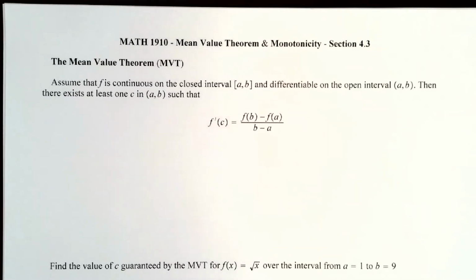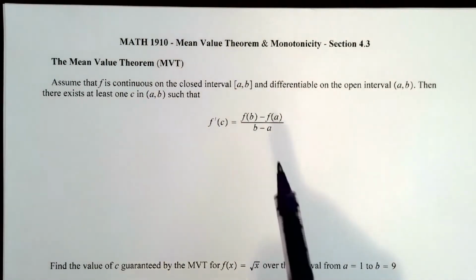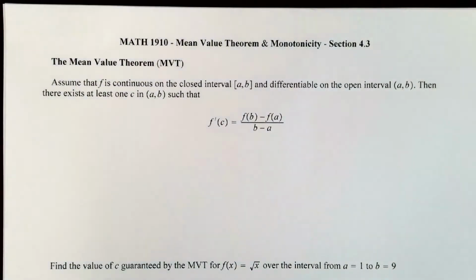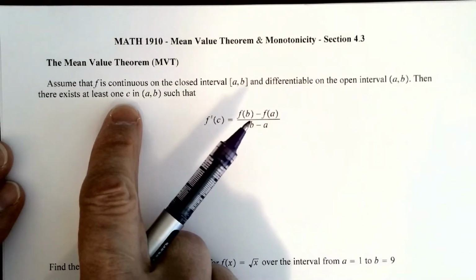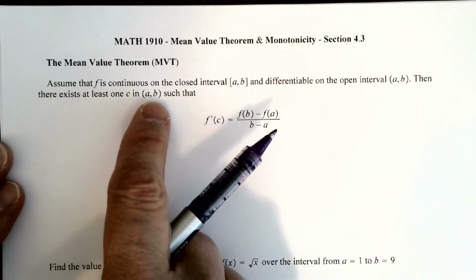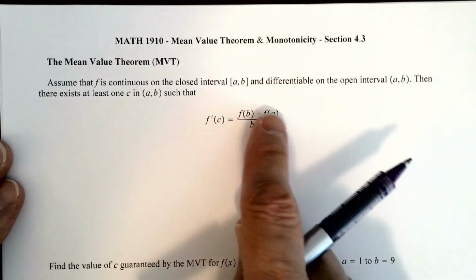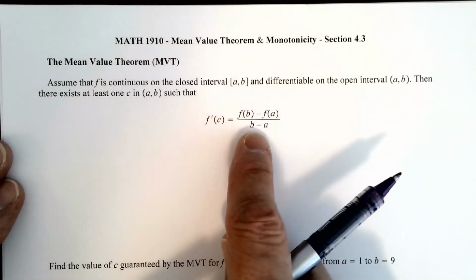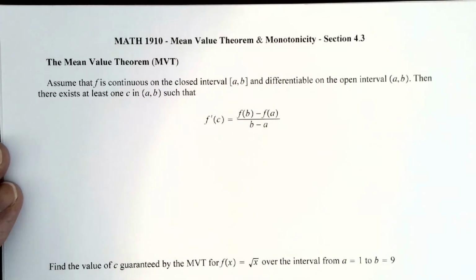So if that's the case, then we know there exists at least one value c in the interval a to b such that f prime of c is equal to f of b minus f of a over b minus a. The mean value theorem is essentially an existence theorem. It's saying there's at least one of these numbers in the interval from a to b where the derivative of the function is equal to this. And what does this thing represent? Well, it really represents the average rate of change of the function over that interval.